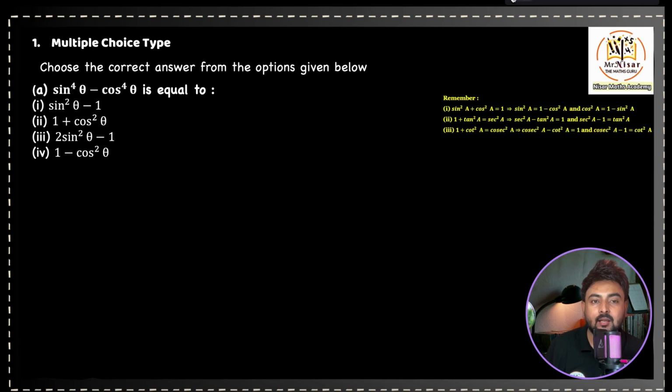Question A, sine to the power 4 theta minus cos to the power 4 theta is equal to. We need to solve this and check whether it's equal to option 1, 2, 3, 4.